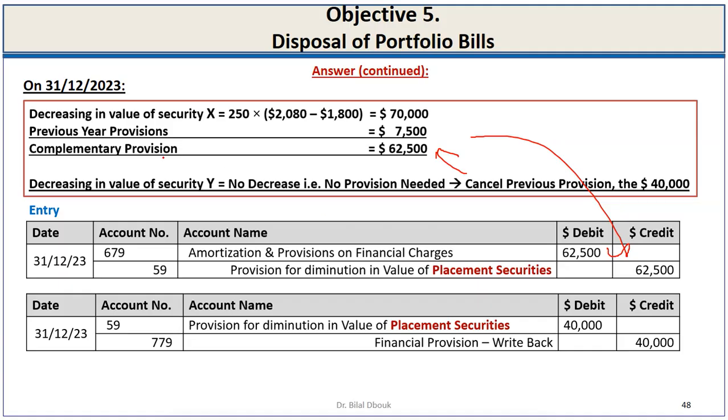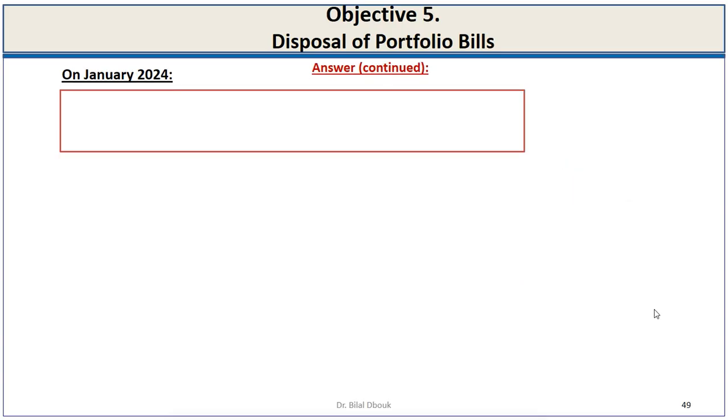$62,500. And regarding security Y, since we have no decrease, we need no provision, so we cancel the previous provision, which was $40,000. So we have to debit 59 account, as you can see. We debit 59 provision for diminution in value of placement securities, and we credit financial provision write back by $40,000.